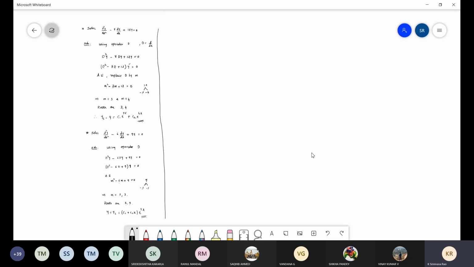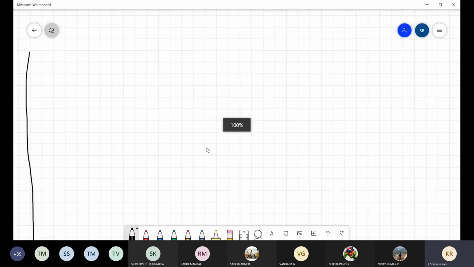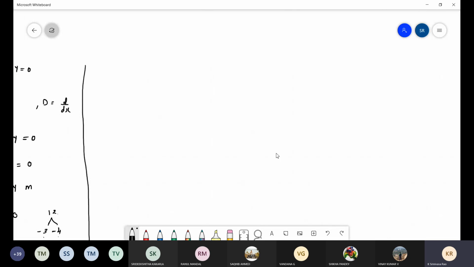Yes, I'll continue. Next problem. Solve (D square minus 3D plus 2) into y equal to 0. It is given directly in terms of D.